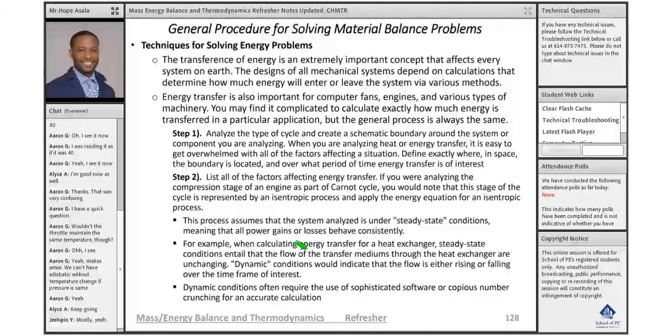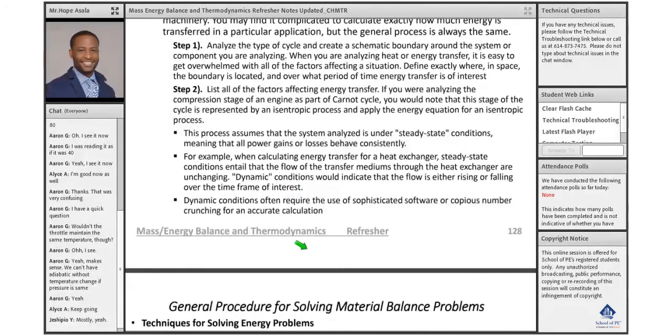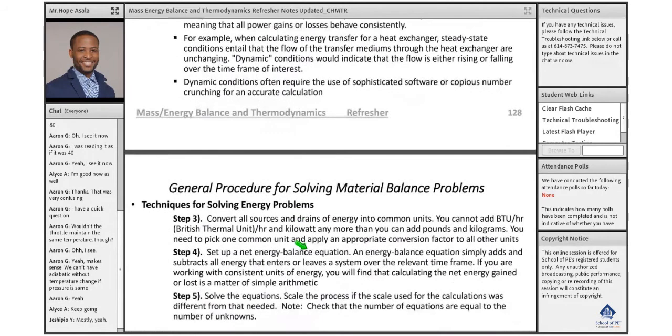So we all assume steady state conditions like we talked about. So M prime equals M in equals M out. Okay. And dynamic conditions will indicate that flow is either rising or falling over a time frame, and we're not dealing with those kinds of systems in the PE exam, right? We need sophisticated software to solve them.